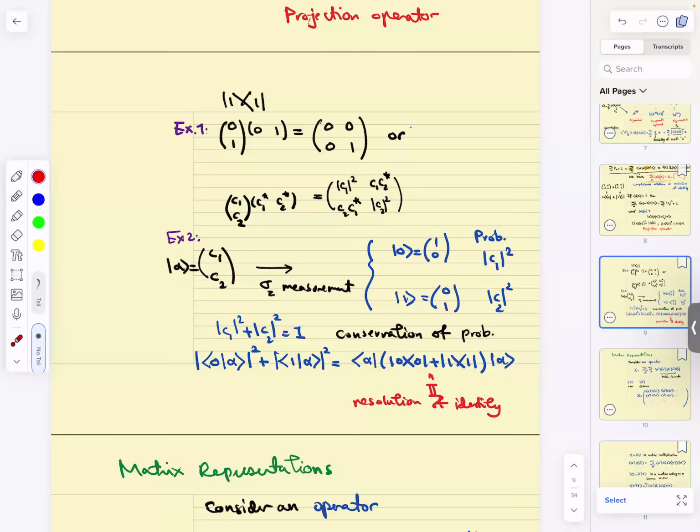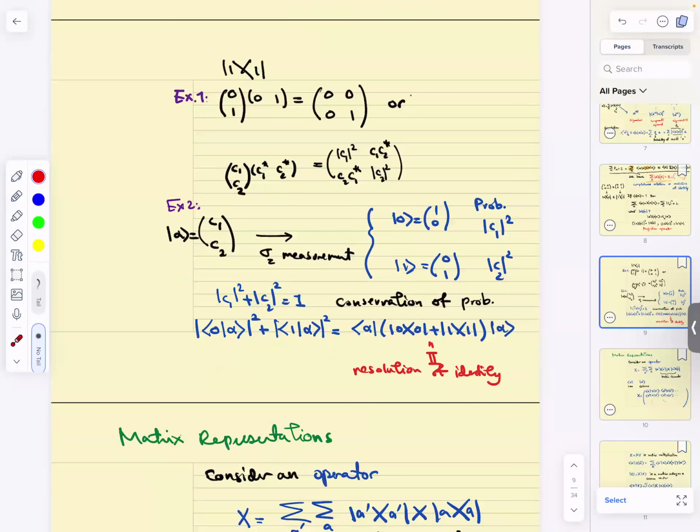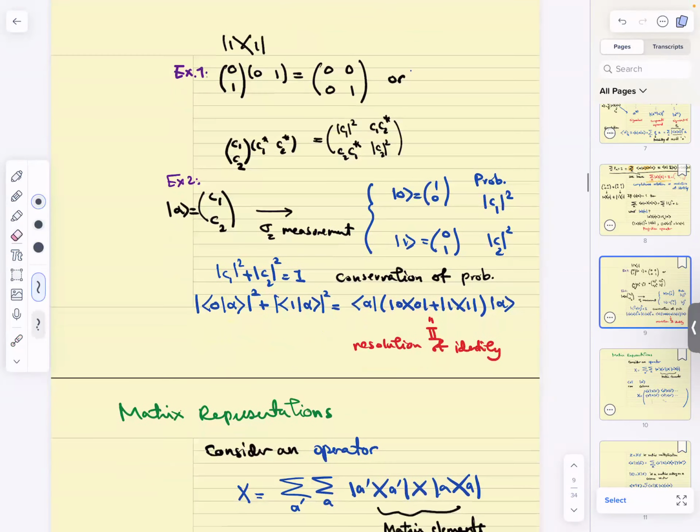Now, I said this before, but let me do it again. Consider as the input of the experiment of measuring, I apologize, I say sigma z, I said SZ before. Sometimes people use the notation sigma. Your initial state is the ket (C1, C2), where C1, C2 are complex numbers. You measure SZ. The eigenbasis of SZ is these two kets, |0⟩ and |1⟩.